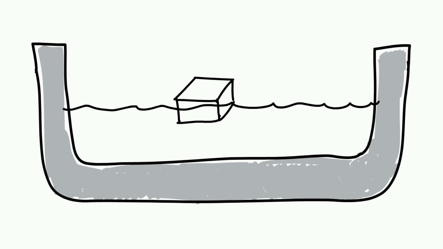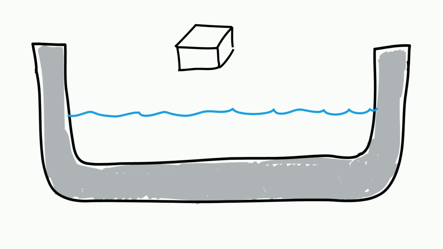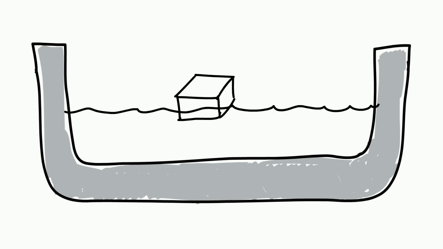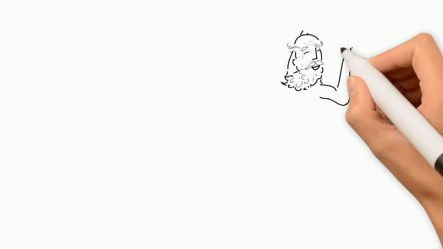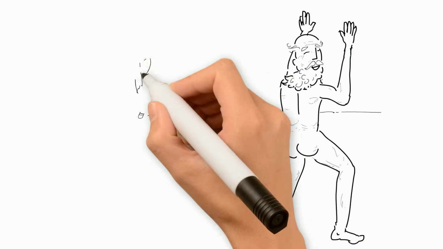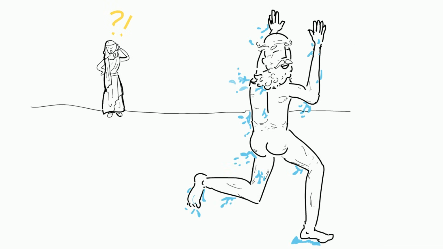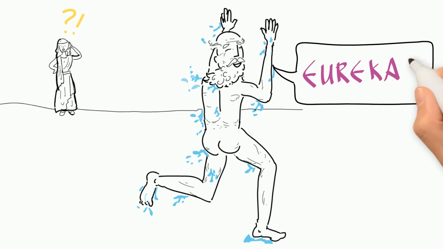This means that in order to make space for his body in the bath, the water had to get pushed around in the bath, making the water level rise. The story goes that he was so excited by this discovery that he jumped out of the bath and ran naked down the street to his laboratory, shouting, "Eureka!" which means, "I've got it!"